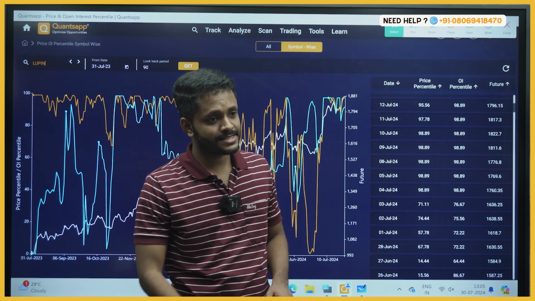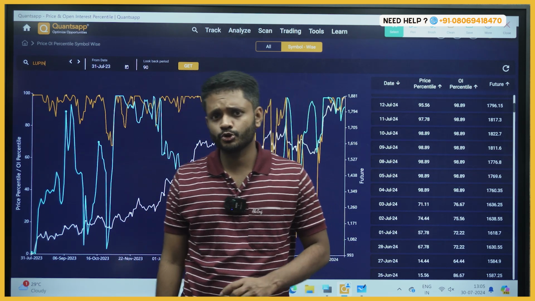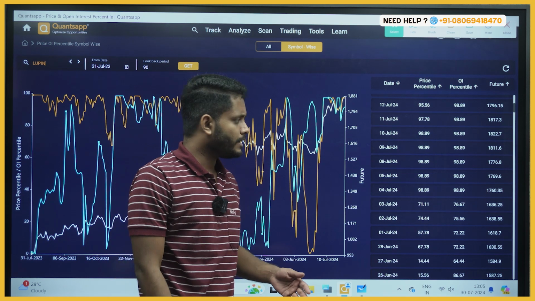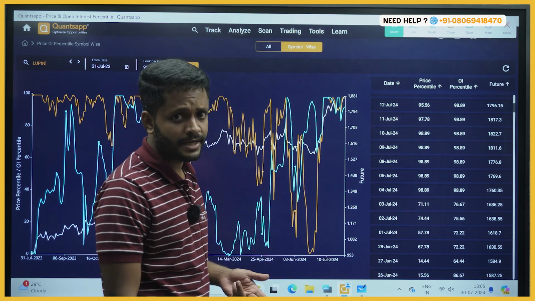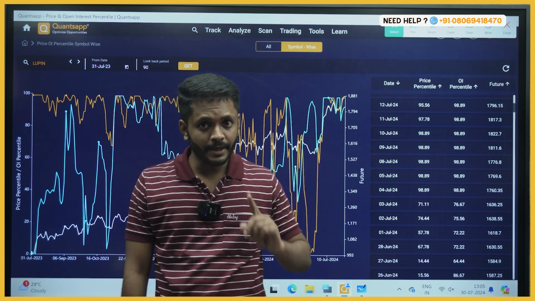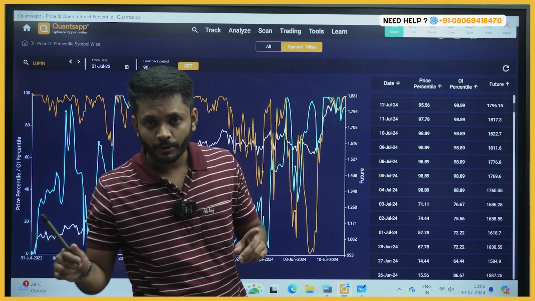Now the question arises, how am I supposed to trade this? Okay, before getting into this part, how to trade this, let's also check the conditions for the bearish trade. Now what was the condition for bearish trade? Price percentile should be below 10 and there is no compromise on OI.